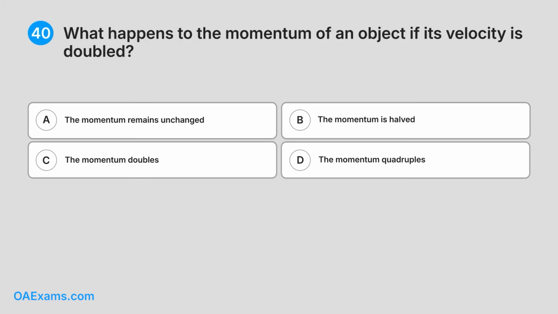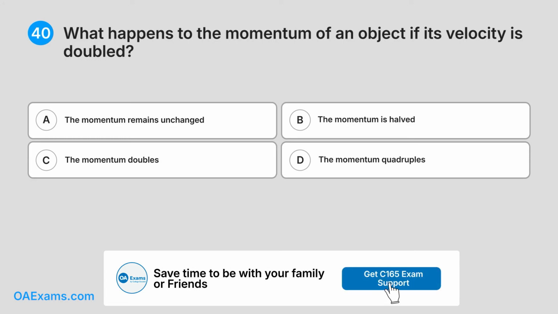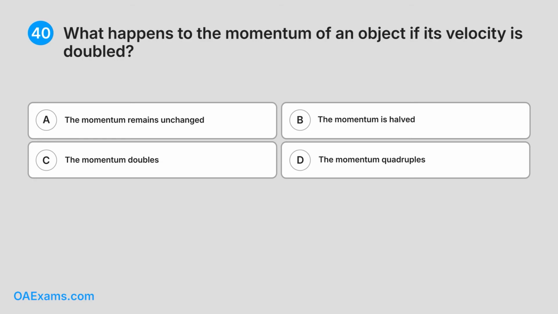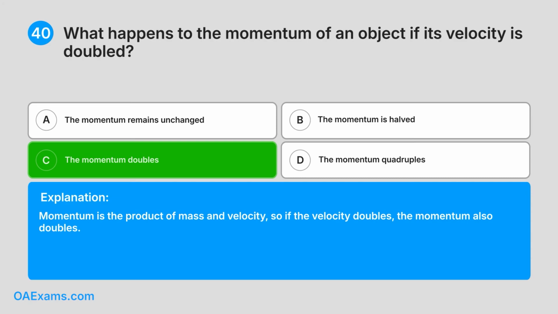40. What happens to the momentum of an object if its velocity is doubled? A. The momentum remains unchanged. B. The momentum is halved. C. The momentum doubles. D. The momentum quadruples. Do you know the answer? Correct answer: C. The momentum doubles. Explanation: Momentum is the product of mass and velocity. So if the velocity doubles, the momentum also doubles.